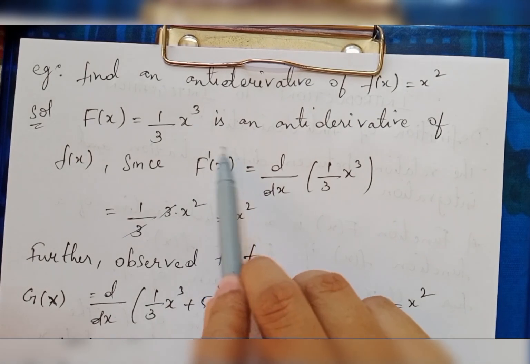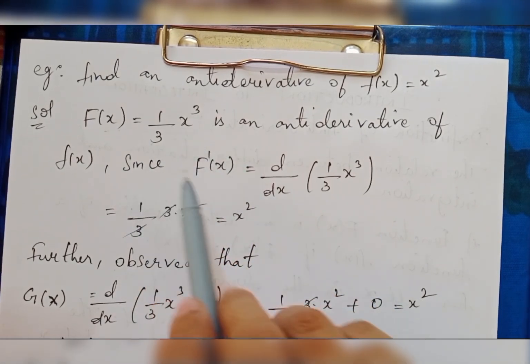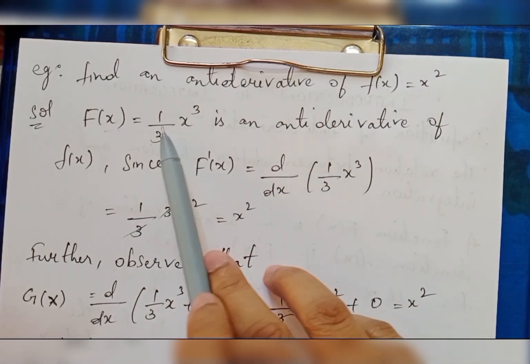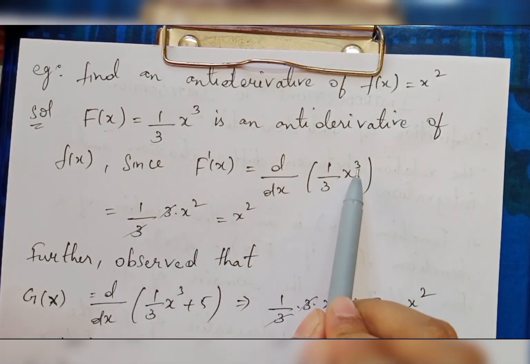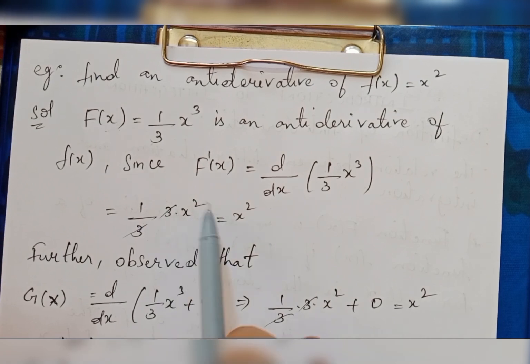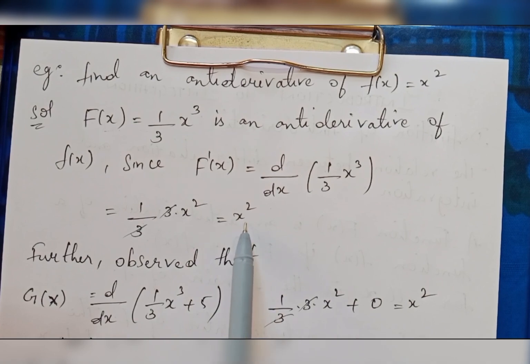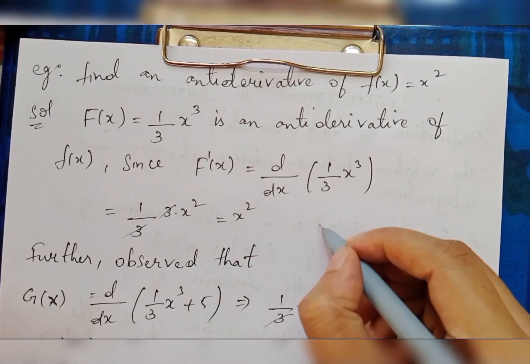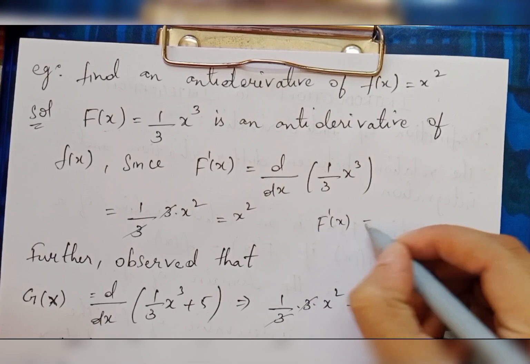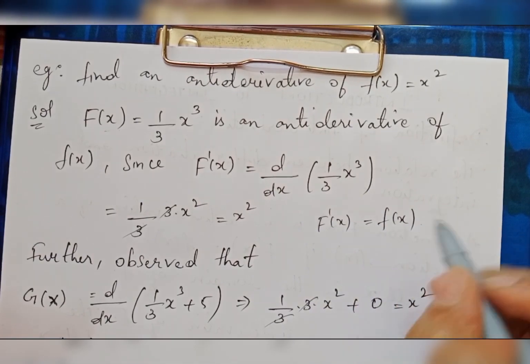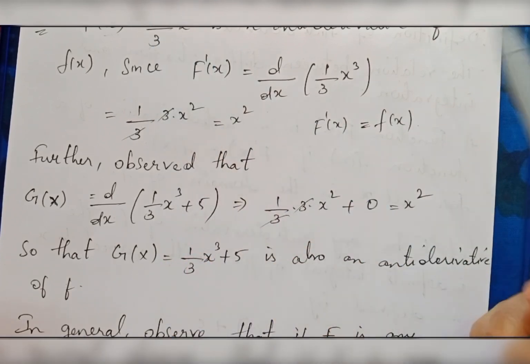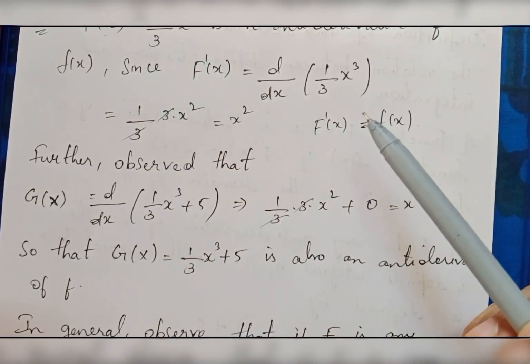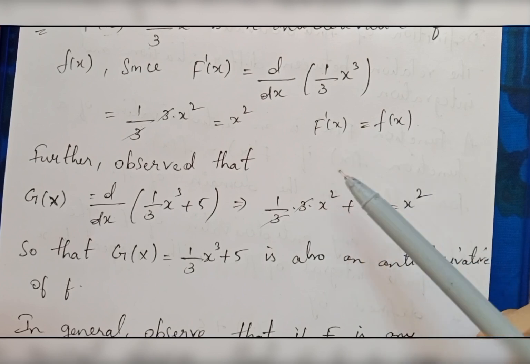So when we differentiate this function, d by dx of the antiderivative, what will we get? 1 by 3 is the constant, and the x cube derivative will be 3 into x square. So here this 3 will get cancelled and we'll get the function value as x square. So we can say that F dash of x is equal to f of x. So here the antiderivative is nothing but the integral of the given function. Okay, so we can say that integration is the inverse of differentiation.